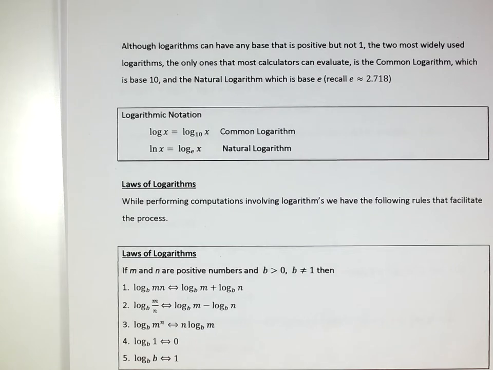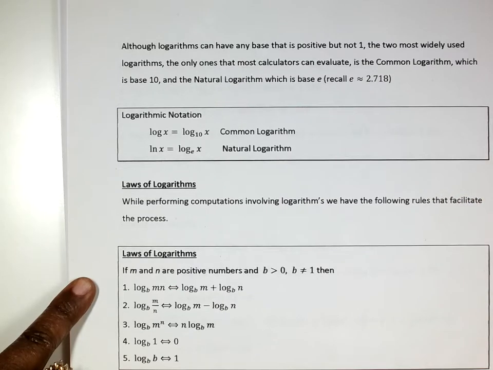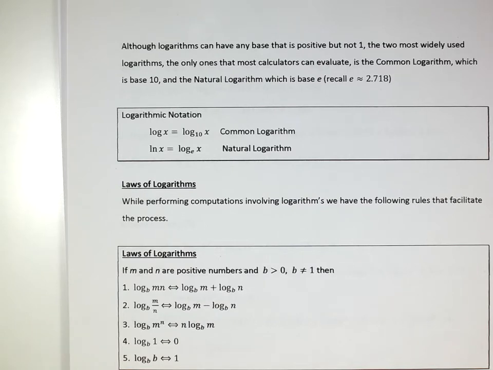So logarithms, again, the base can be anything as long as it's positive and not equal to 1. But there are common ones that we use all the time. And those two most common are the common logarithm, which is base 10, and the natural logarithm, which is base e. And remember I said e is called the natural number, so that's why they call it the natural logarithm. These are the only two that can be evaluated in most calculators. So if you don't have these bases, you have to do what's called a change of base in order to be able to evaluate them in your calculator.